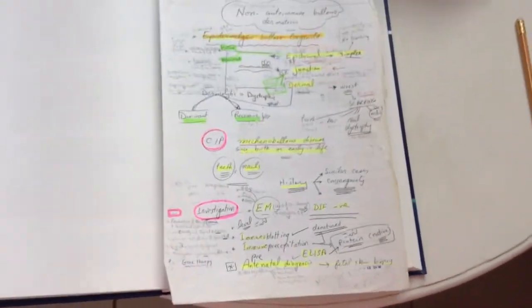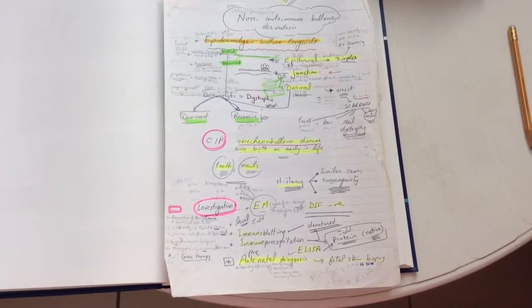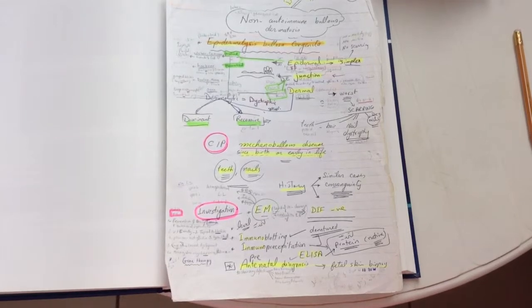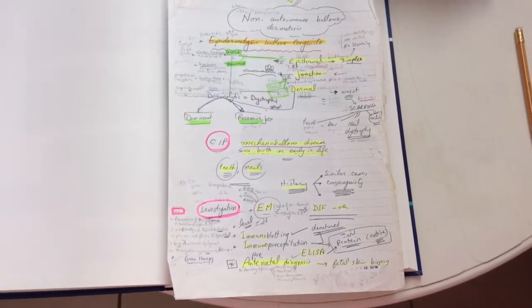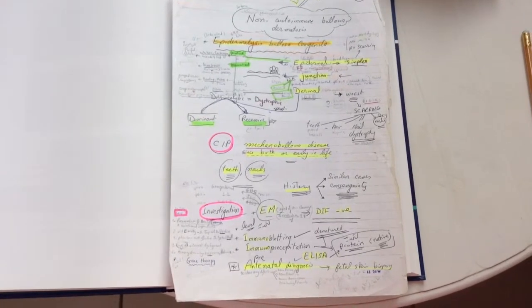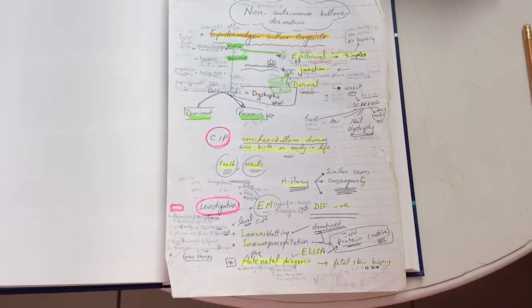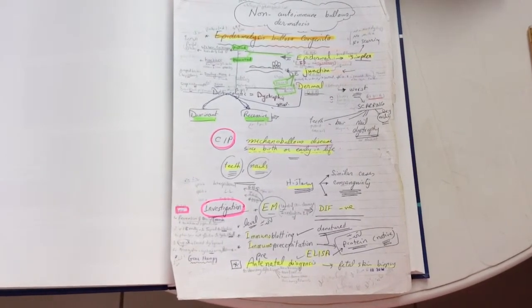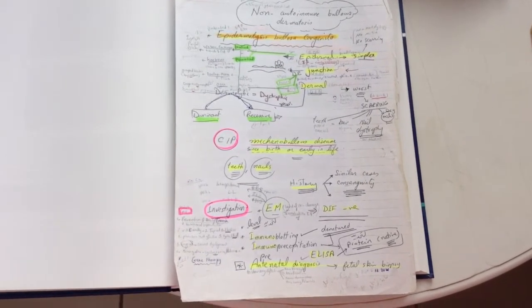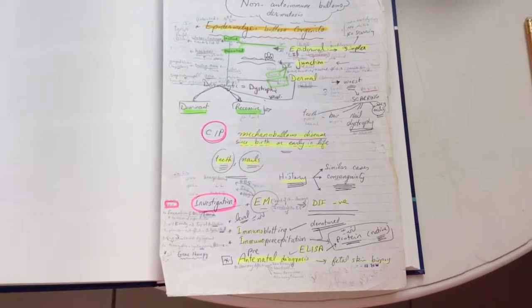So this is the first non-autoimmune bullous dermatosis, epidermolysis bullosa congenita: epidermal, junctional, and dermal. They are mechanobullous diseases since birth or early in life, with teeth and nails involved and a positive family history of consanguinity. Investigation is especially with electron microscope, immunoblotting, immunoprecipitation, and prenatal diagnosis. The treatment is mainly symptomatic with the hope in gene therapy.